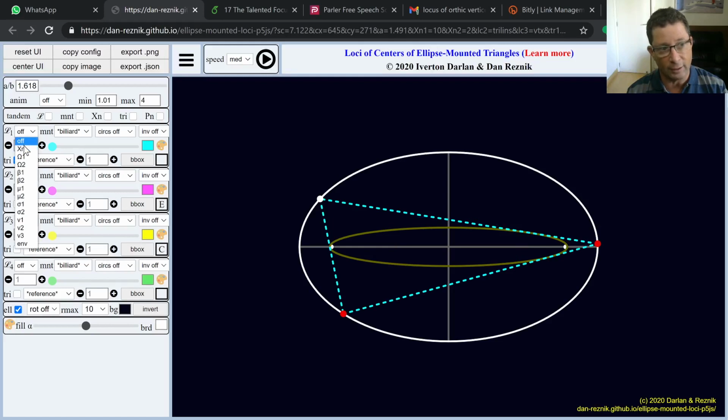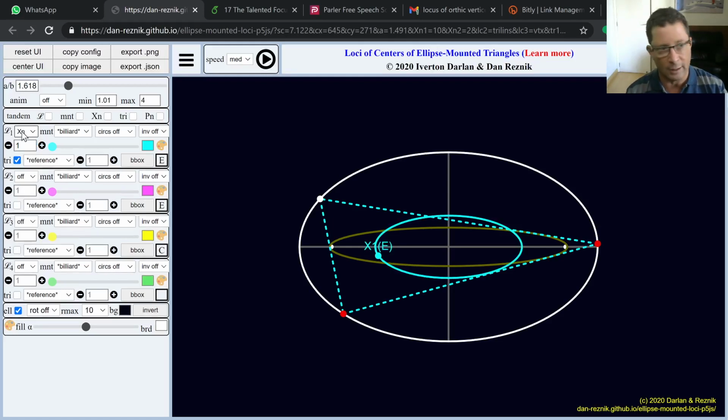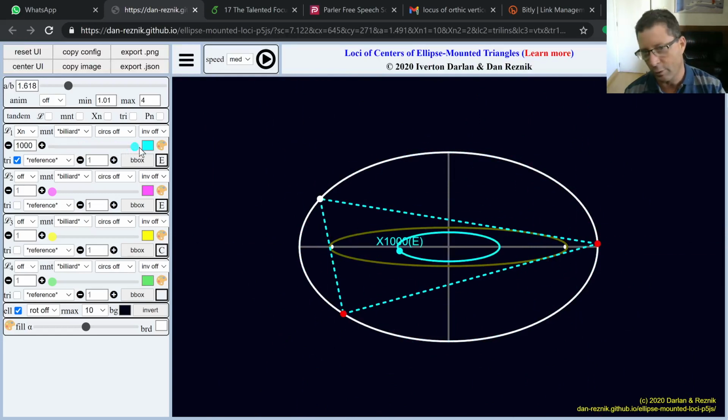But if it's turned on, and the first one is always going to be turned on by default, it's going to say, look, you're going to be visualizing the locus of this Kimberling center: Kimberling center number 1, number 2, number 3, number 4. And I can use the scroll bar here to quickly scroll through 1,000 Kimberling centers, the first 1,000 in the list, or I can actually type it in.